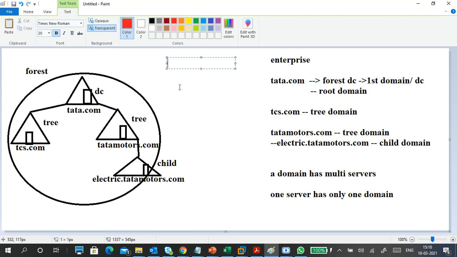Okay, so here in the domains, again in the domain, there is a domain controller. It is in red color, no, black color. We have a domain controller, which we call a DC. And there is an additional domain controller.